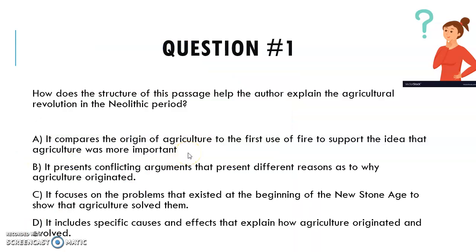So we're going to go ahead and look at that last excerpt. If you need to flip to the very end, I want you to think about the structure, how it is organized. How does the structure of this passage help the author explain the agricultural revolution in the Neolithic period?